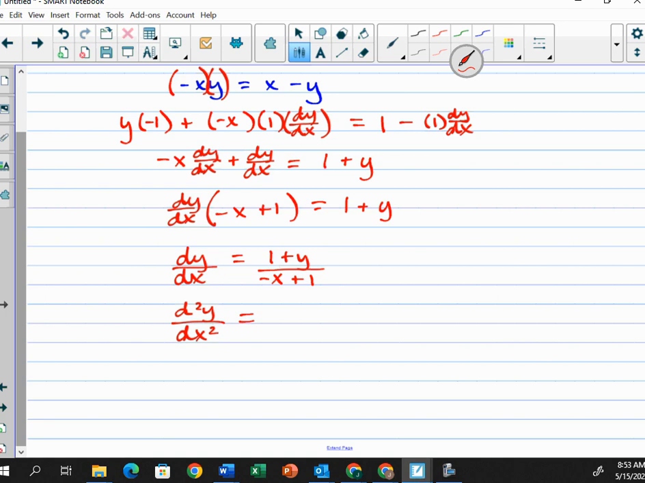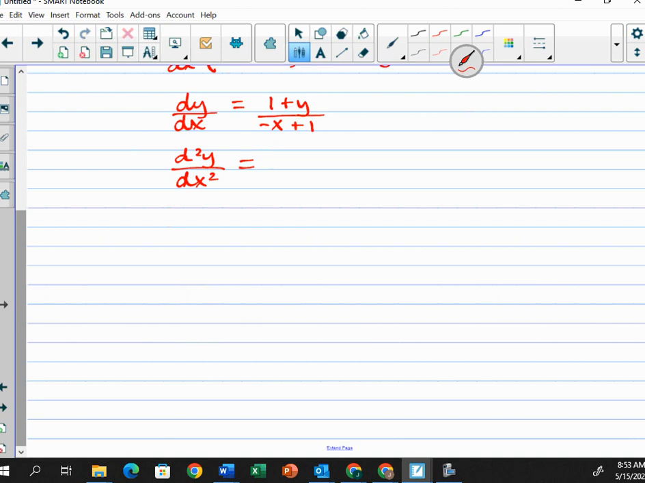Okay, quotient rule. Denominator, so negative x plus 1, times, okay, what is the derivative of that numerator? 1, right? With the dy dx. Okay, can I just write dy dx, guys? Are we okay with not writing the 1? No, it's really important. If you want the 1, you write the 1.